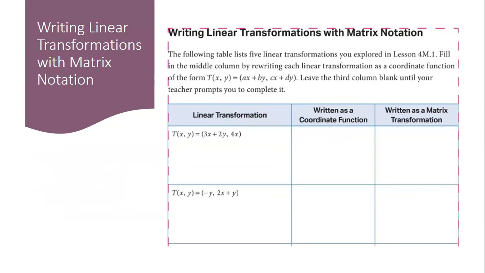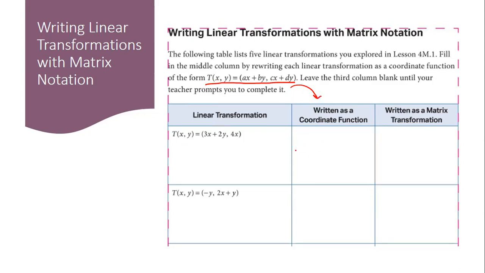So first things first, writing as a coordinate function. When you're writing as a coordinate function, that means you're writing it in standard form. That means even if a variable is not present, you're going to write it using 0 in its place. Does that make sense? So that's the first thing we're going to do here, is write these in standard form.